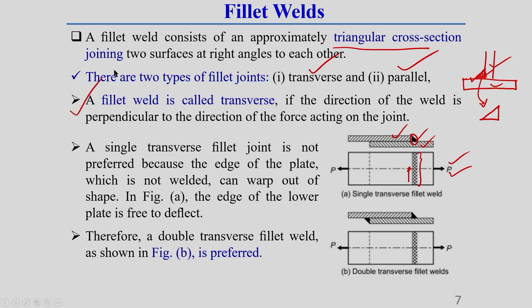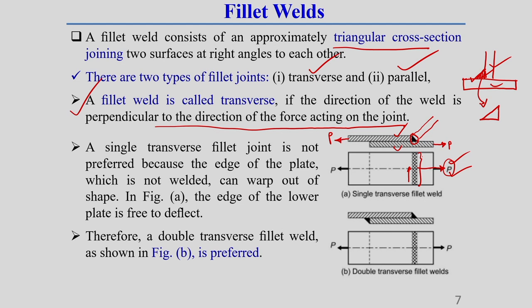Here I have defined it: a fillet weld is called a transverse fillet weld if the direction of the weld is perpendicular to the direction of the force acting on the joint. That means whatever joint is formed, the load is acting perpendicular to this joint. Now, one thing you should keep in mind: in case of fillet joint, a single transverse fillet joint is not preferable. Let this be one plate, this is another plate, and here we made a triangular fillet joint. This is called a single transverse fillet weld, because the load is acting in this direction, the transverse direction, and the weld direction is like this. So, this loading is perpendicular to this weld length.